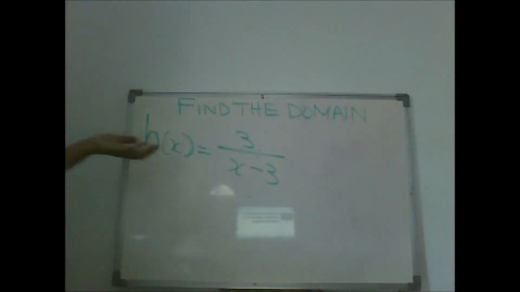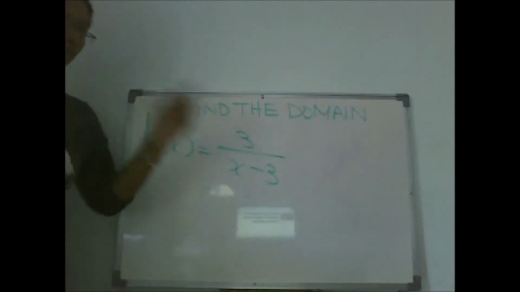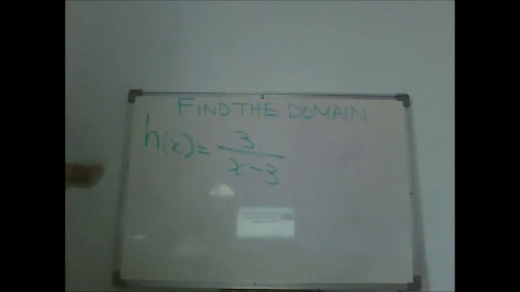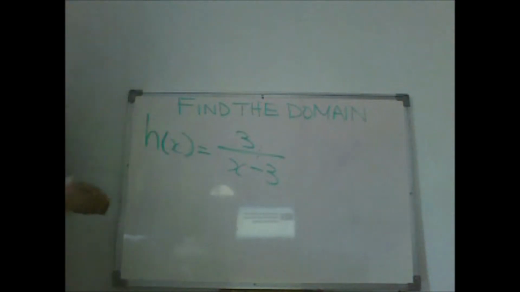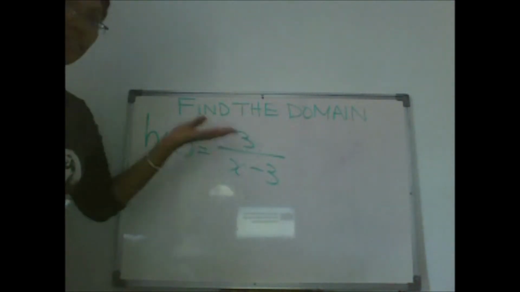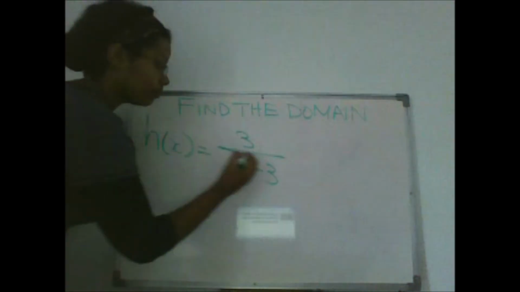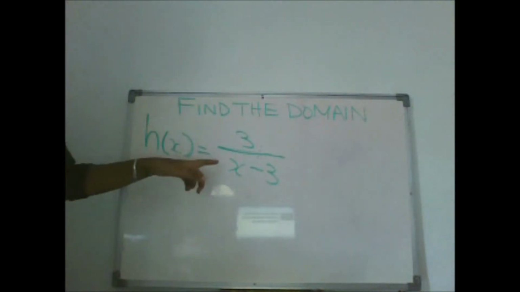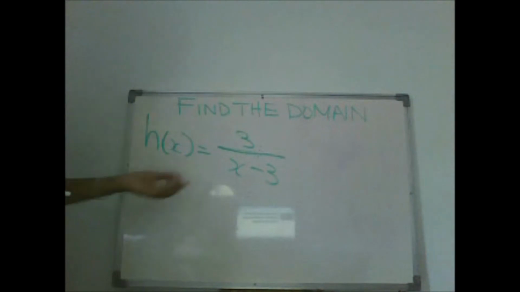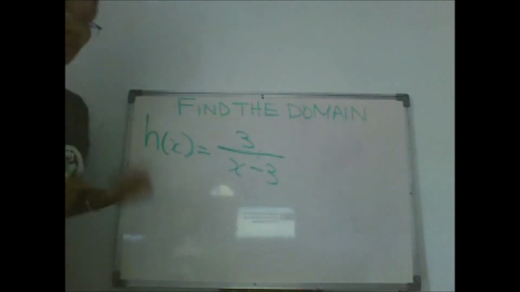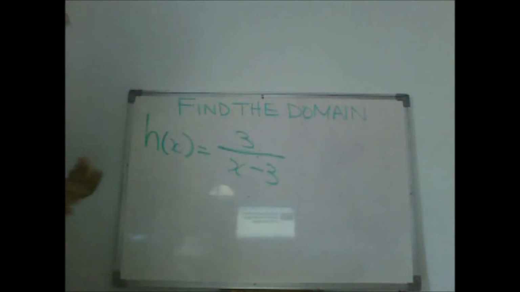Okay, so here we have h of x is equal to 3 over x minus 3. So just like the first one, we can't really have all real numbers because there's a fraction here. So we realize that in the denominator we have x minus 3. Now for here, not every number can satisfy x. Well, actually, it's only one number in particular that won't be able to satisfy x.